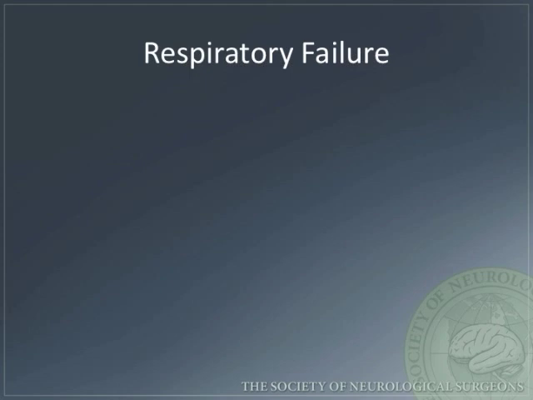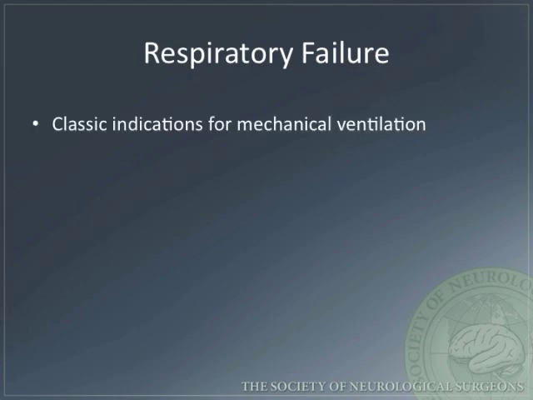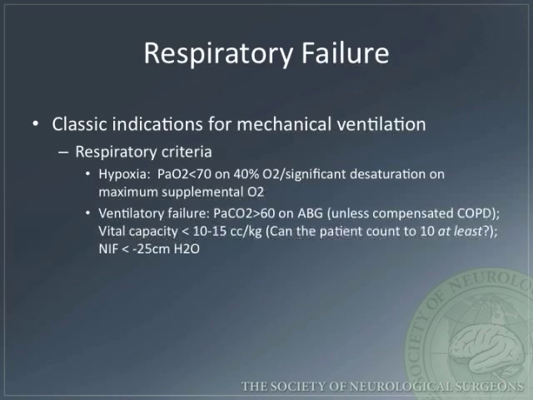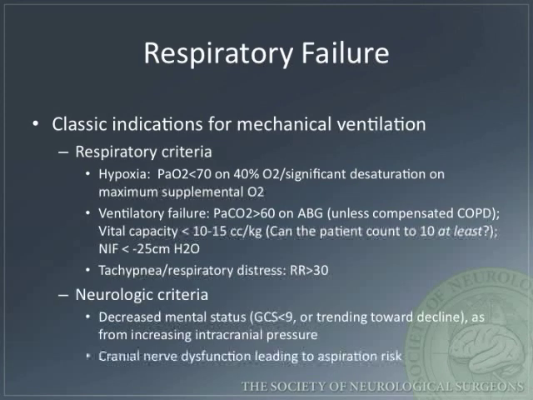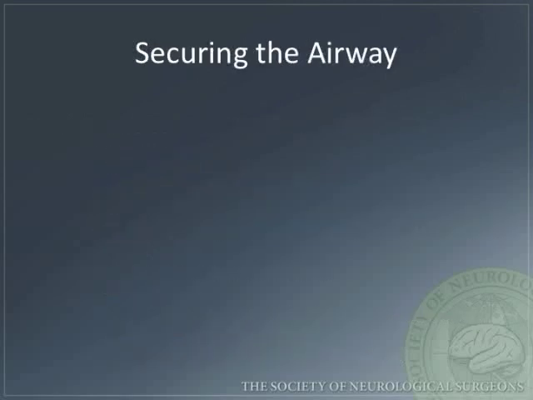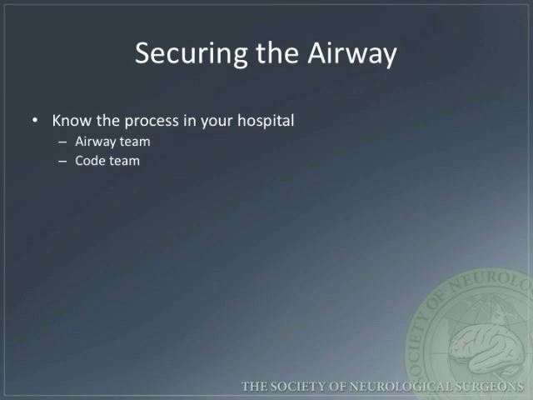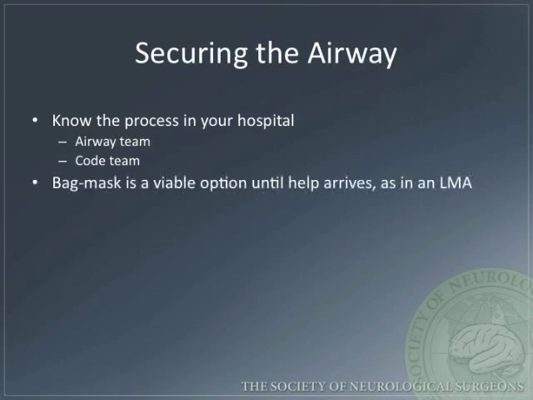Respiratory failure needs to be identified early. In this setting, classic indications for intubation and mechanical ventilation include respiratory criteria such as hypoxia, ventilatory failure, tachypnea, and respiratory distress. Neurologic criteria for intubation include decreased mental status and cranial nerve dysfunction, leading to aspiration risk. You must know the process in your hospital, remembering that a bag valve is a viable option until help arrives.